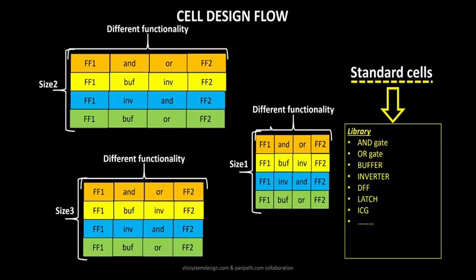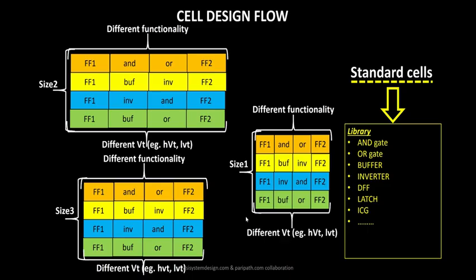A library has cells with different functionality and different sizes, and that's not all. It has cells with different threshold voltages also. For example, this inverter will have a different threshold voltage than this inverter. This inverter might operate at, let's say, 0.3 volts of threshold voltage, and this inverter might operate at 0.4 volts. So the variation in threshold voltage decides the speed of your cell. A 0.4 threshold voltage inverter will take more time to switch compared to a 0.3 threshold voltage inverter. So that's the difference of having a variety of threshold voltages in your library.